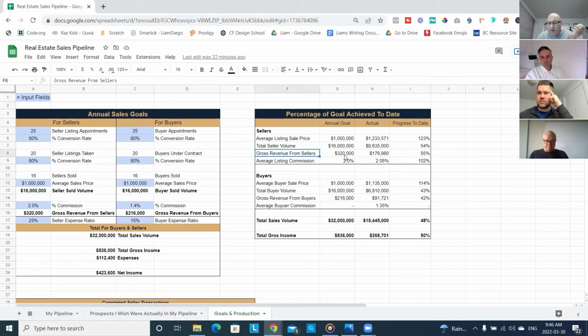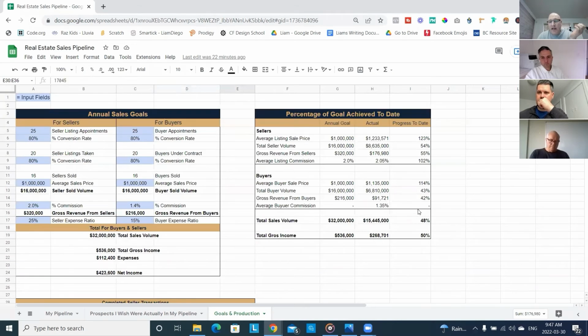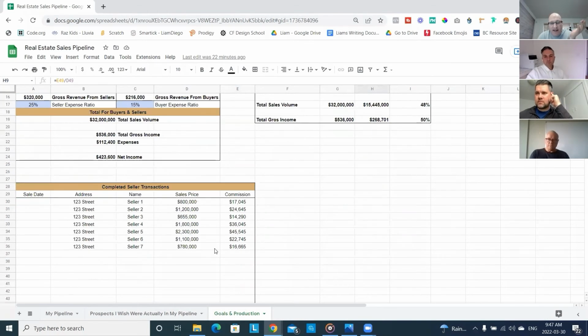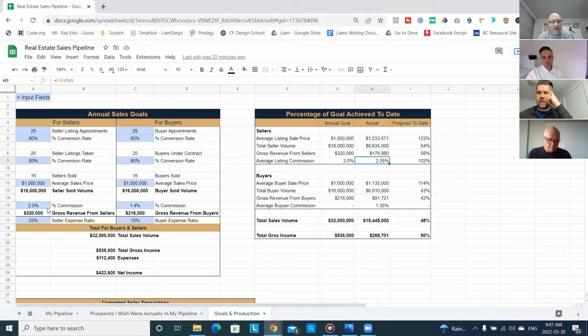You've got your gross revenue from sellers, which is coming from this number here. It auto-populates. And then you have this one, your actual gross revenue from sales, which is coming from this added up. And then you see progress to date. Where am I? Then we have our average listing commission. So we put in a goal over here, but what is calculated is your total sales volume and your total commission it takes. So for us who have a split commission, once you start entering your transactions, you're going to understand your number at a flat base number, because it's going to be auto calculating.